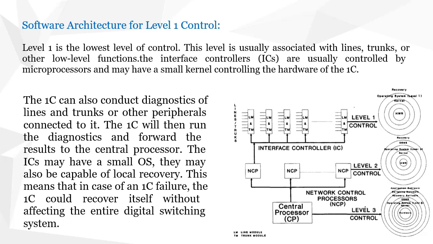The ICs may have a small operating system of their own. They may also be capable of local recovery. So as you know, interface controllers have a microprocessor, so they have their own operating system and they are capable of local recovery. This means that in case of level 1 control failure, the level 1 control could recover itself without affecting the entire digital switching system. So the advantage of this level architecture is that if anything happens in level 1, it can recover itself without affecting the entire digital switching system. So this is the information you should know about level 1 of the software architecture.